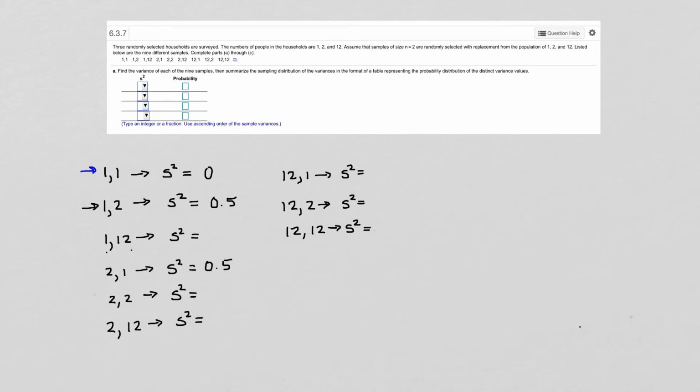Okay, so I went through those same steps again with the calculator, and I got 60.5 for my variance. So I can copy that over here. That's 60.5. I know whenever the numbers are the same that the variance is equal to 0. So I'm going to fill those in. So that just leaves 2 and 12. And for the variance, I get 50.